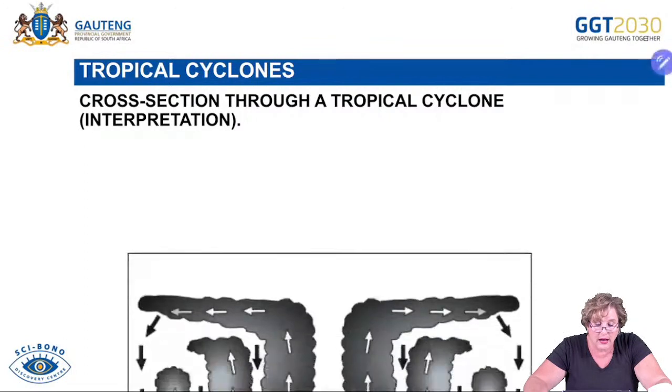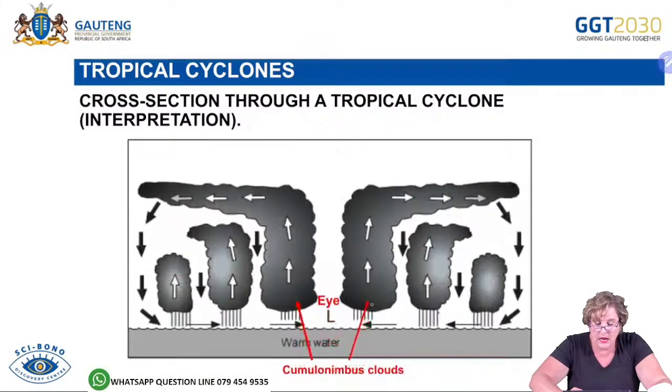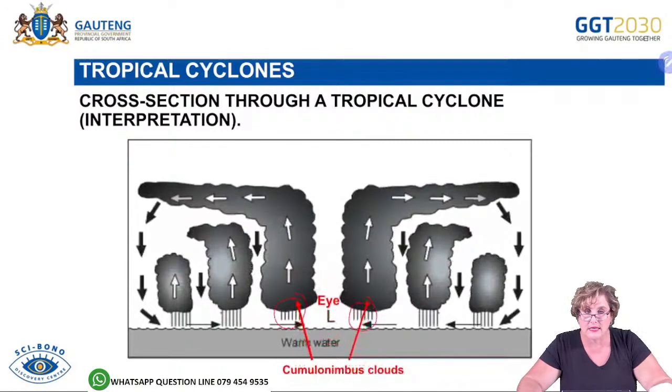Now let's look at the cross section through a tropical cyclone. And there you can see the low pressure. There's the eye in the middle. Then I have my cumulonimbus clouds around the eye. You can see there it's causing rain. Remember, cumulonimbus cloud is associated with thunderstorms and lightning. Then I have my stratus clouds further out.